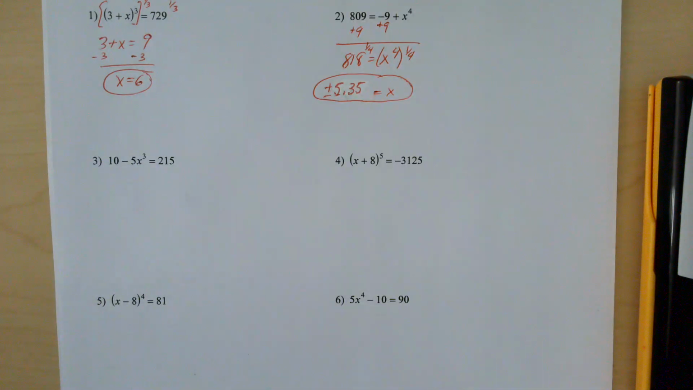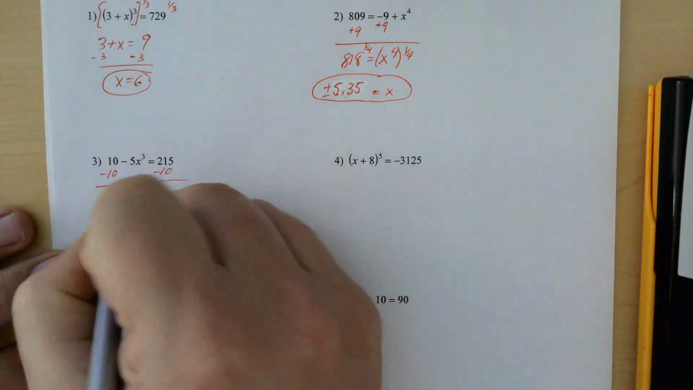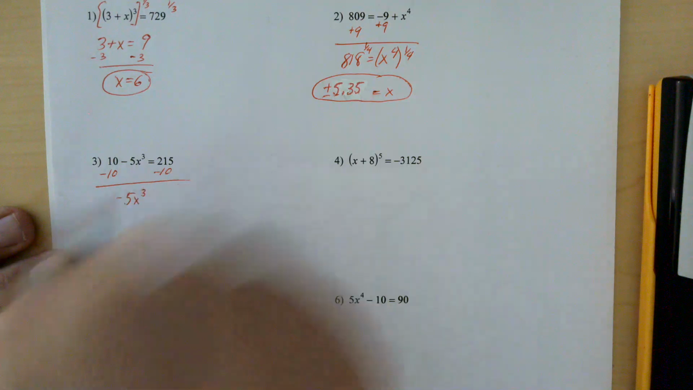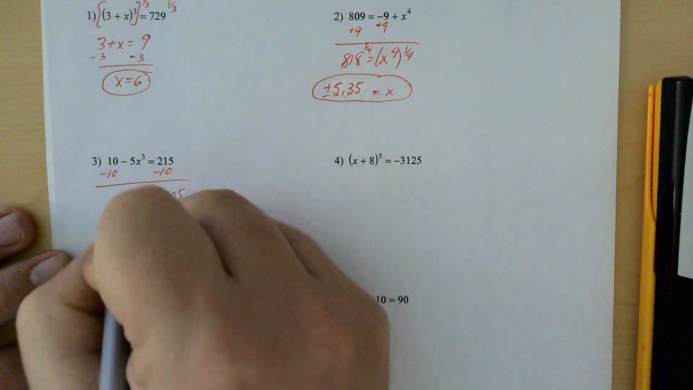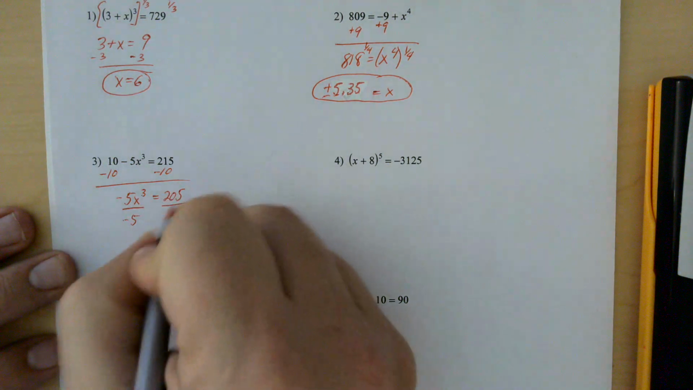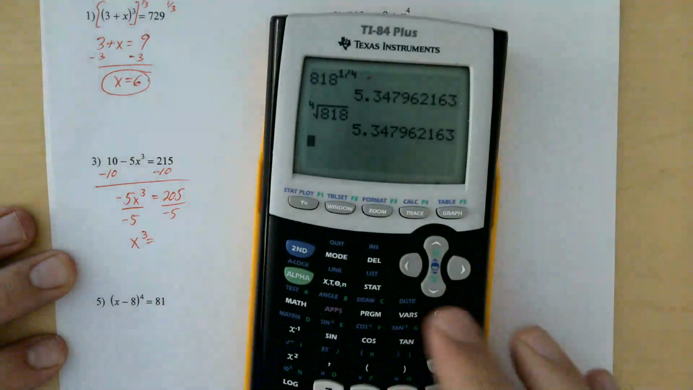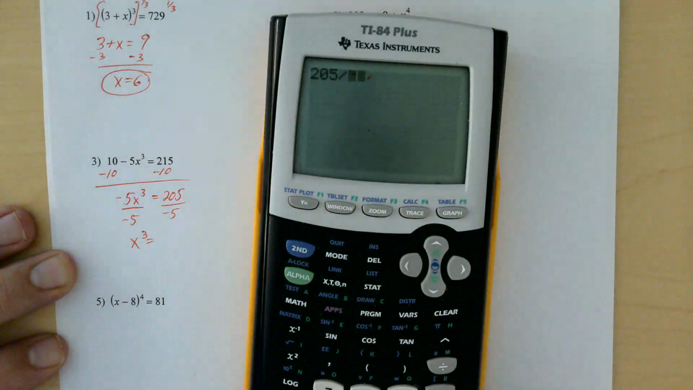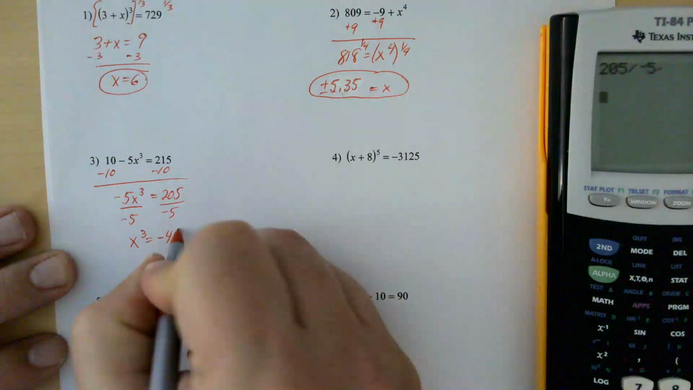So then this one, it's going to take us 3 moves to get the answer. First move, subtract the 10. That leaves us with negative 5x cubed equals 205. Now we have to divide by negative 5. And when we divide, we get 205 divided by negative 5. We're going to get a negative 41.